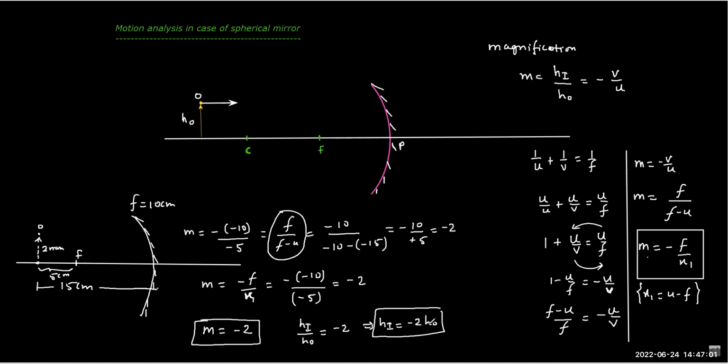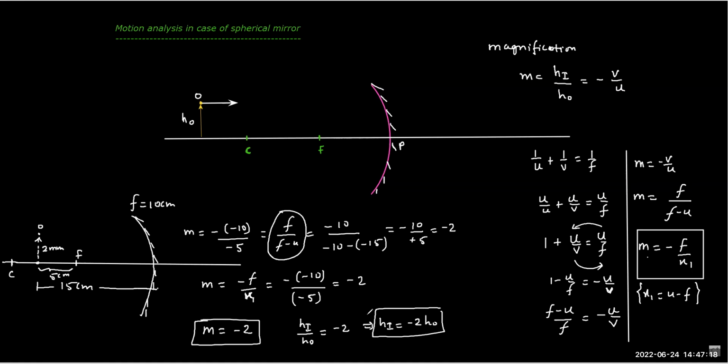And negative is saying that it will be inverted. So of course, if the object is between C and F, the image will be beyond C. I mean, of course, I cannot show it because space is the constant. But you can realize this.